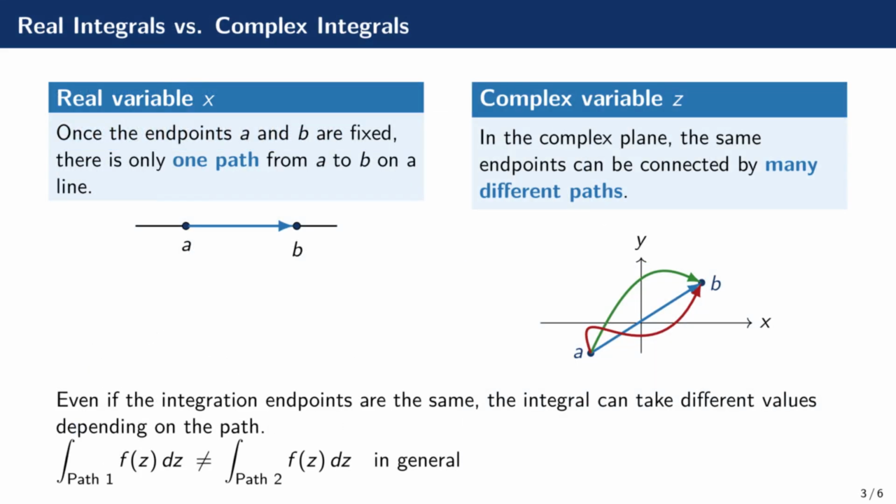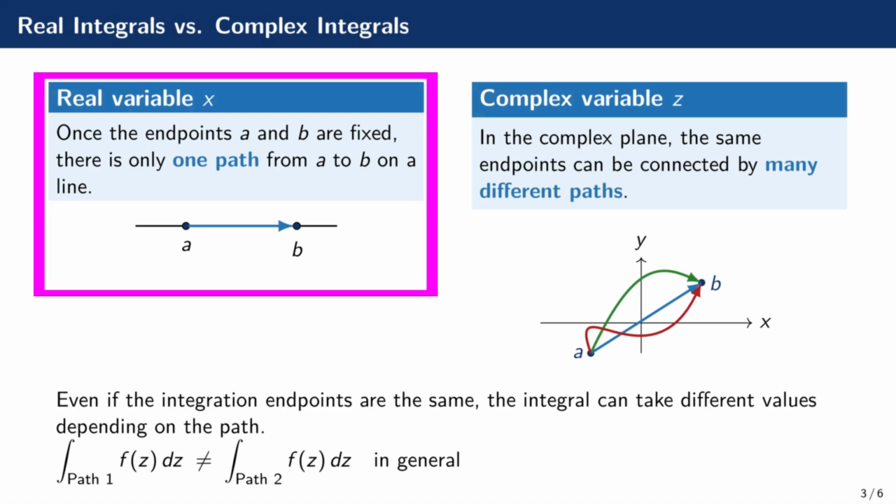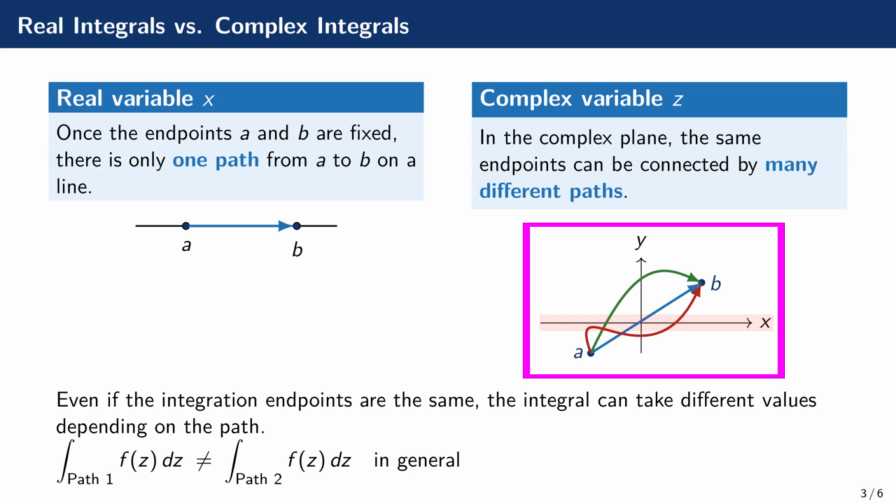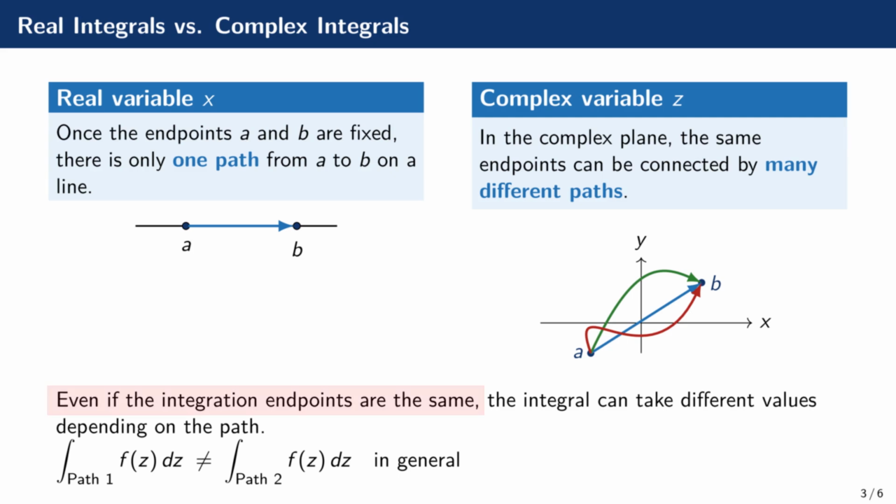Real versus complex integrals. Now let us compare real and complex integrals. For real functions, integration is simple. There is only one path from a to b, so the integral is uniquely determined. But in the complex plane, the situation is different. We have a real axis and an imaginary axis. If we integrate from a to b, there are many possible paths. For example, a straight path, a curved path, or even a looping path. So even if the endpoints are the same, the value of the integral can be different. It depends on the path.